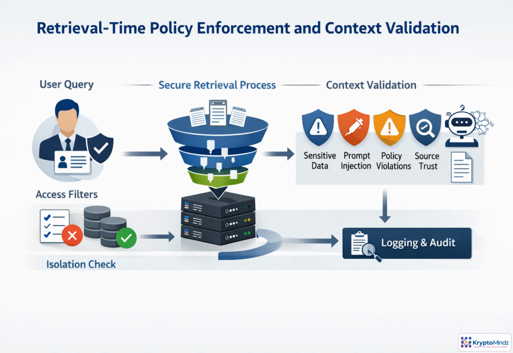Retrieval is not just similarity search. It is a security decision made for every request. Start with the user's identity and claims, then enforce policies and tenant isolation before ranking results. After retrieval, inspect the context for sensitive data, prompt injection, policy violations, and source trust. Each item should be allowed, redacted, or denied before prompt assembly. Finally, log the filters, decisions, and exact context sent to the model for auditability.